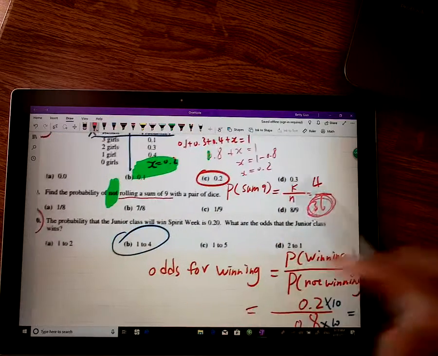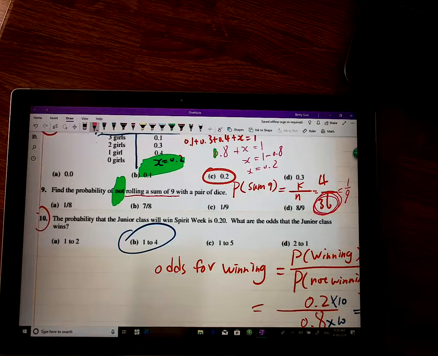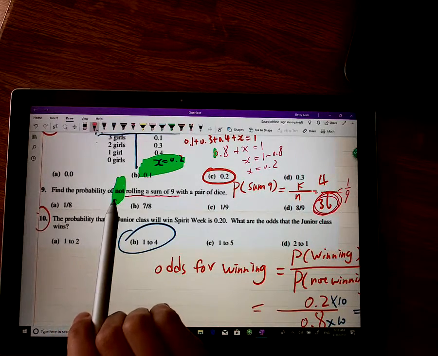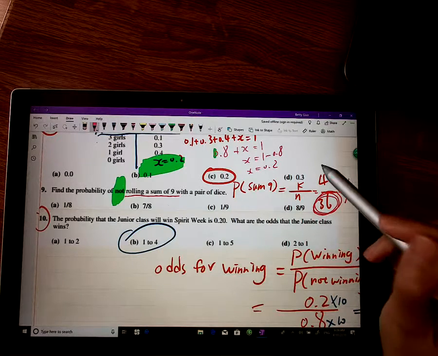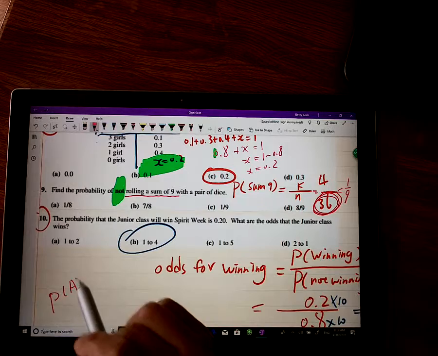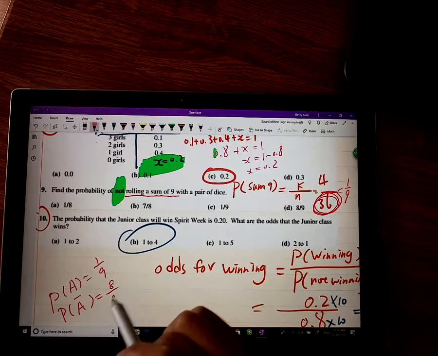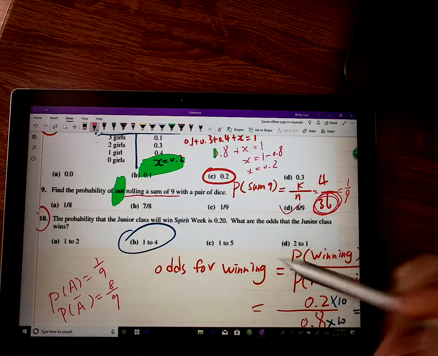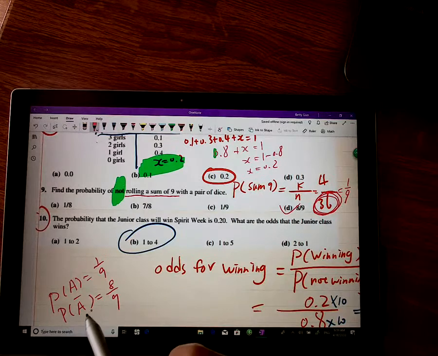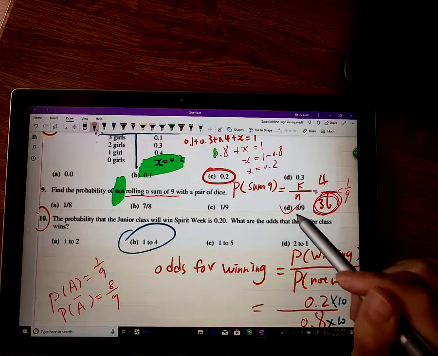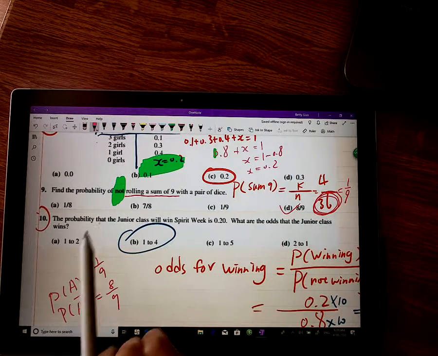Be very careful, we are not done yet. Reduce the number, we have 1 over 9. We are looking for the probability of not rolling a sum of 9. So if P of A is 1 over 9, then what is P of A bar? Isn't that 8 over 9? Because the two probabilities must add up to 1. So we choose 8 over 9. Be very careful what your goal is here.